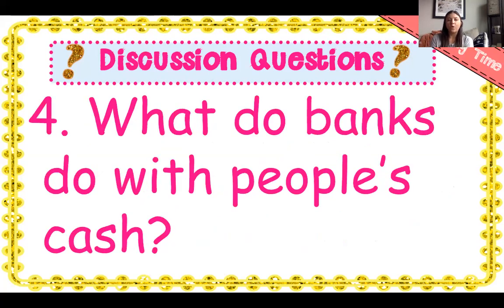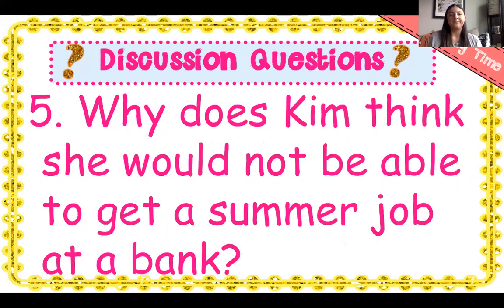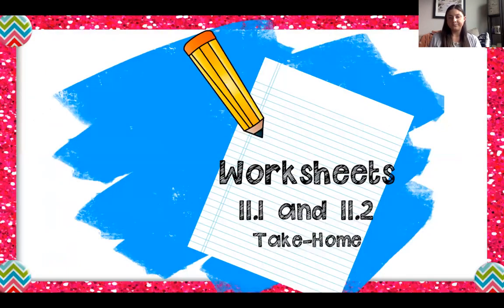Question 4. What do banks do with people's cash? Remember, Kim was teaching Kurt all about it. She said that they hold on to your cash and keep it safe. You might not need all your cash at one time, so they hold on to it. Why does Kim think she would not be able to get a summer job at a bank? She was describing to Kurt that you usually need to have finished 2 or 3 years of college. She has only finished 1 so far.